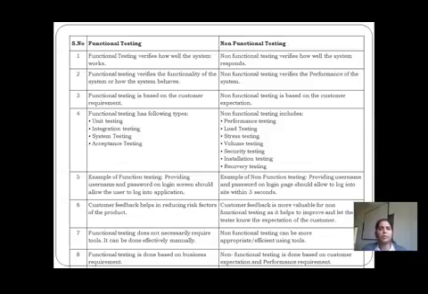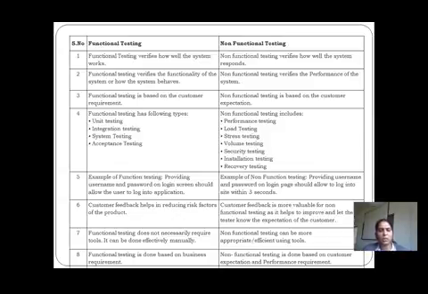So this is the fifth difference between functional and non-functional testing. Now, the sixth difference between them is that for functional testing, customer feedback helps in reducing the risk factor of the product. What is the risk factor? Whatever defects occur during and after development will be reduced if we take feedback from the customer many more times. That is a helpful thing when we are developing a particular application.